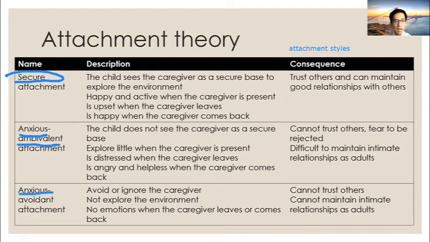And the third type is called anxious avoidant attachment. So it's another type of anxious attachment, but it's an avoidant attachment. So when the caregiver is there, they avoid or ignore the caregiver. Why? Because they cannot perceive the caregiver as a secure base at all. So this caregiver is not something that provides the sense of security for them. So they avoid the caregiver. The caregiver is useless. So why would they care about a caregiver? Why would they contact the caregiver if the caregiver is useless? So they avoid, ignore the caregiver.